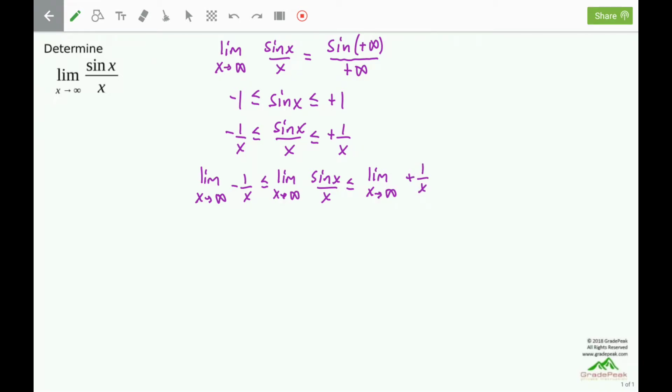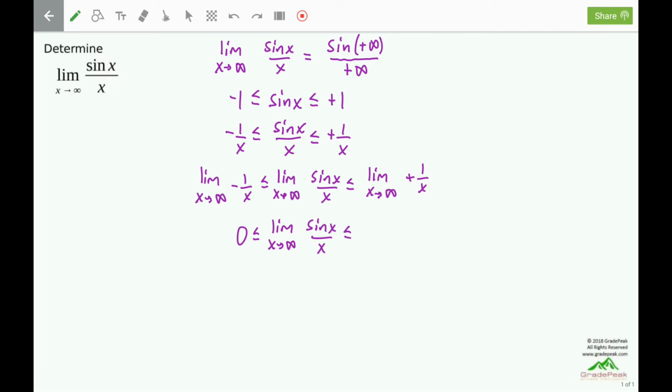Starting with the leftmost limit, each term that is a constant divided by x to a positive power will go to 0 as x approaches positive infinity. So that limit will be a 0. The middle limit is indeterminate due to the sine of positive infinity, so we will leave it alone.